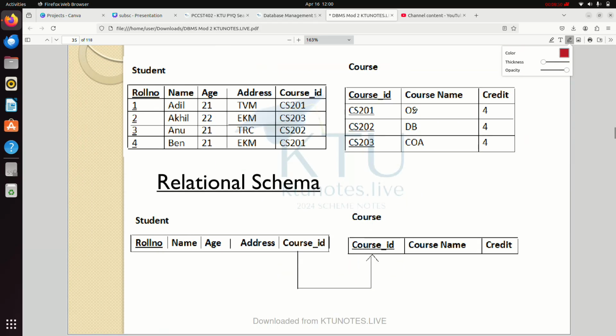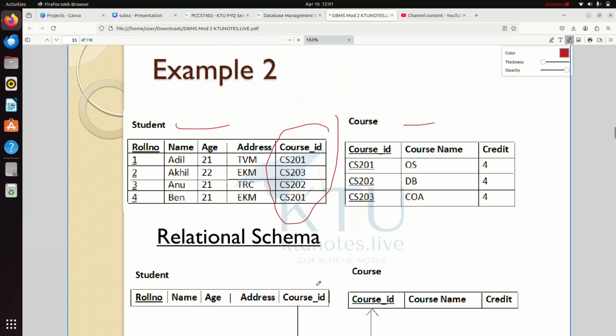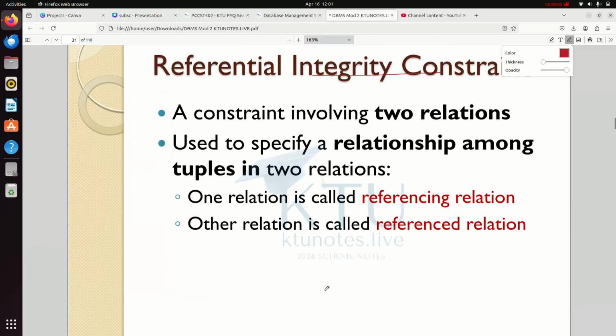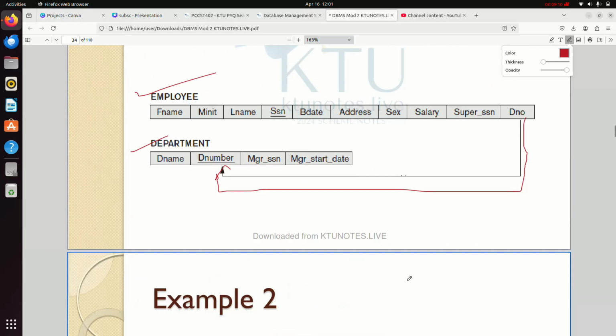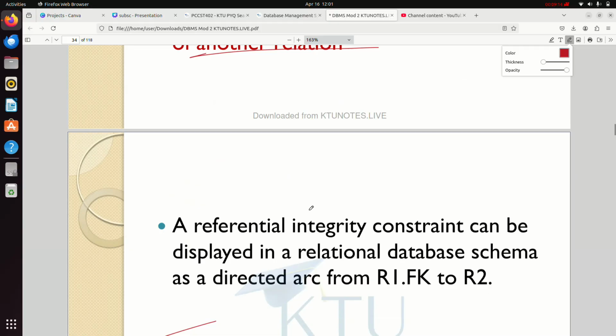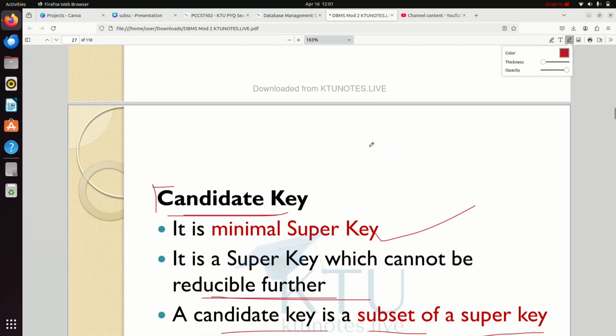Understood? Another example: in the student table, course ID is the primary key here. If I want to reference the course table, then the primary key should be represented as a foreign key in the student table. Then only can we say that it is validating the referential integrity constraint. That is how you can confirm that it is validating the referential integrity constraint. So these are the things that you have to understand here. Fine.